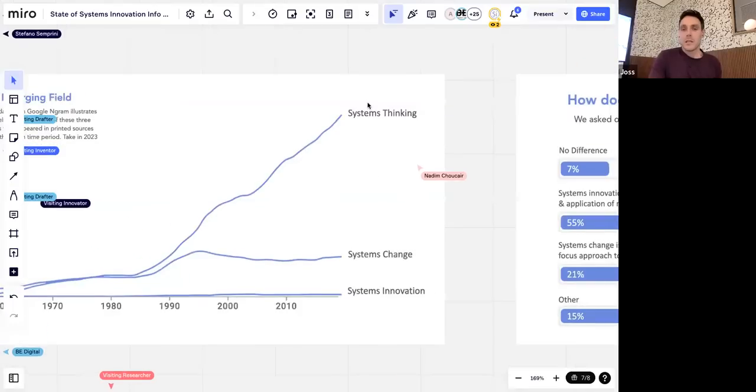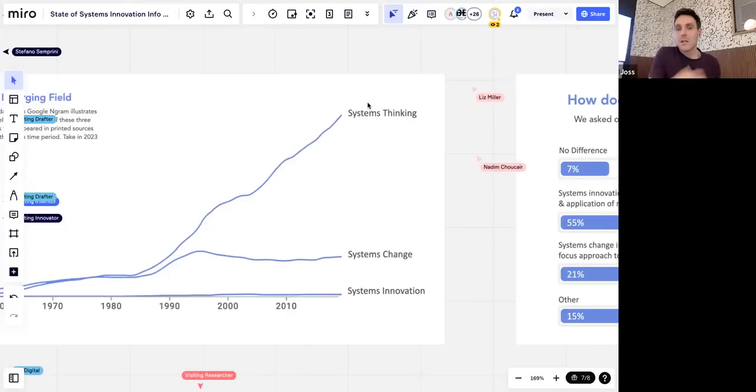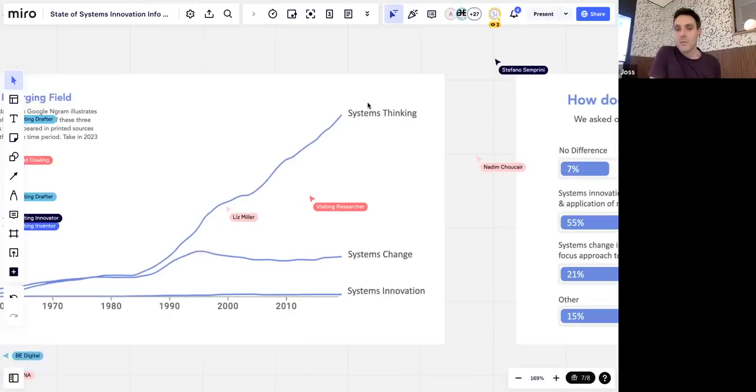We can say systems thinking is massive compared to systems innovation and systems change. So you talk about popularity. You could go into an organization, at least here in London or the UK, and you'd probably find people who have heard about systems thinking, but very few who have heard about systems innovation, just to give you a sense of that.